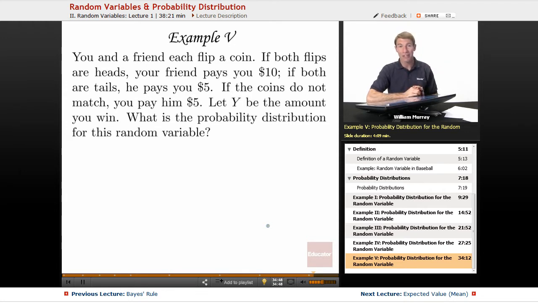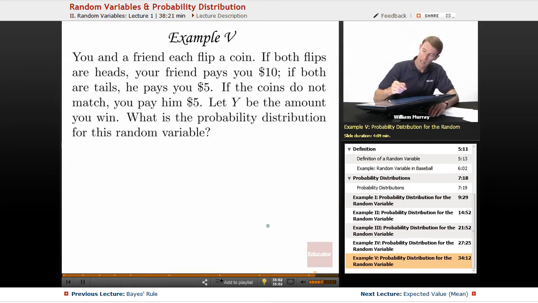And so we're going to look at this from your perspective. Let Y be the amount you win. And we want to find the probability distribution for this random variable. So again, I'll think of all the possible values that Y could take, and we'll find the probability of each one. I'm going to start with 0 just because I like to include it. Although in this case, there's no way that the random variable can come out to be exactly 0 here.